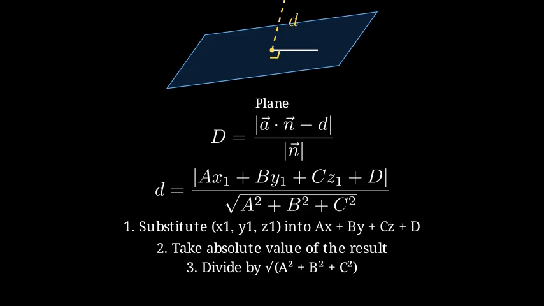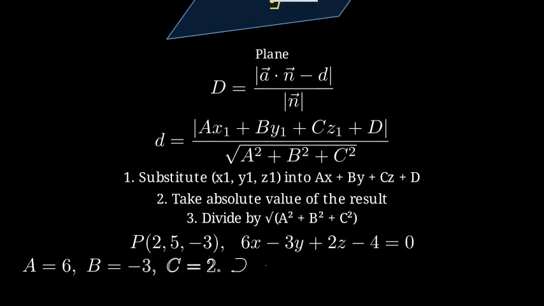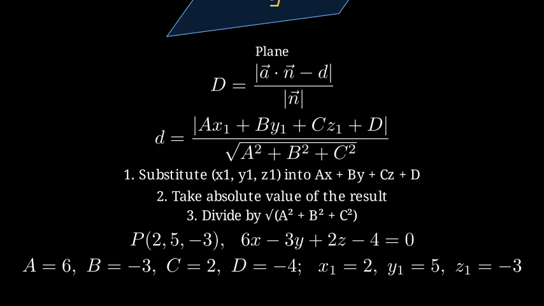Now, let's solve an example. Find the distance of the point (2, 5, -3) from the plane 6x - 3y + 2z - 4 = 0. Identify the values. a is 6, b is -3, c is 2, d is -4. And x1 is 2, y1 is 5, z1 is -3.